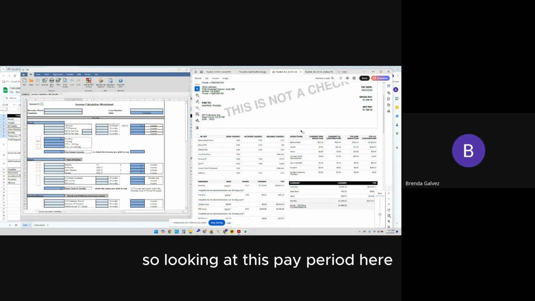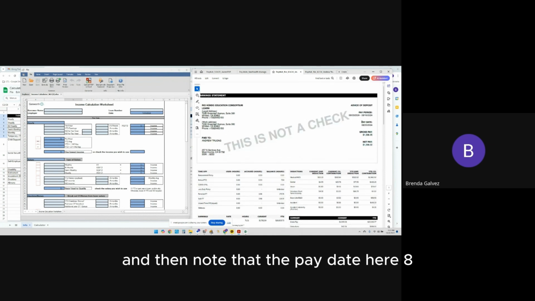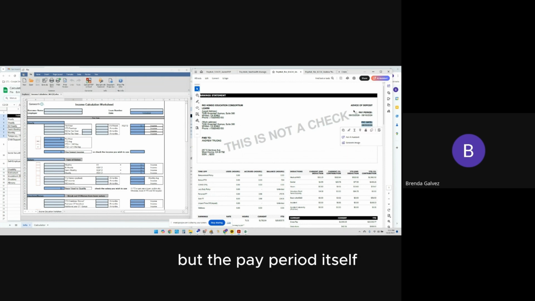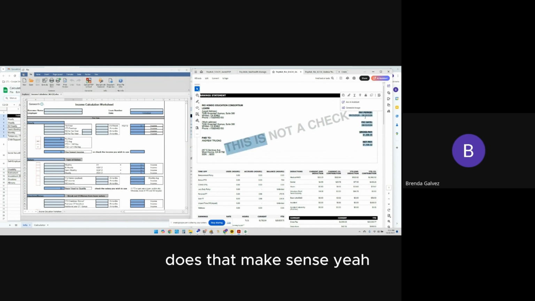Looking at this pay period here, they get paid from the 3rd to the 16th. And note that the pay date here, 8/23, is just when they receive the paycheck. But the pay period itself, the hours are based off of this date here, between the 3rd and the 16th. So when you're inputting or calculating the months for this, always go off of the pay period and date. Does that make sense? Good.